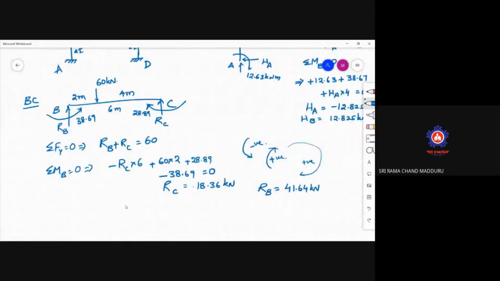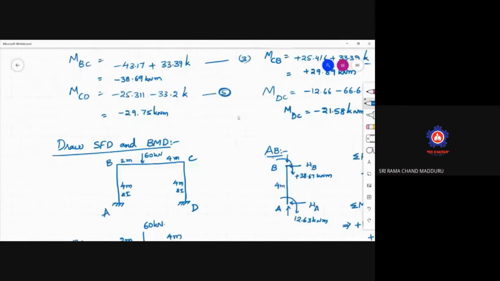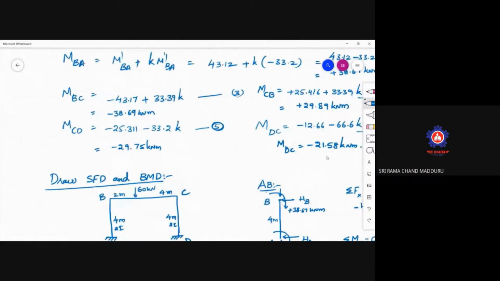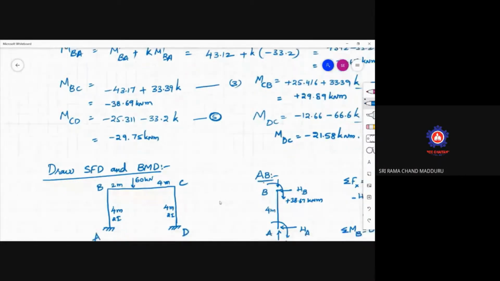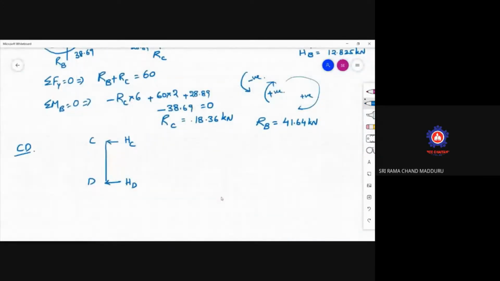Now go to the CD. Draw the free body diagram for column CD. So this is C, this is D. Now here, mention the forces. In this direction, HD is there, the horizontal force, and this is HC. In this one, there is no external loading, but here the moments are there: minus 29.75 and minus 21.58. The 29.75 is anti-clockwise, so this will come like this.